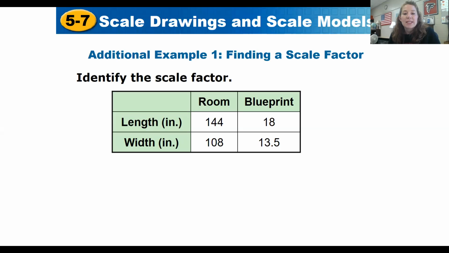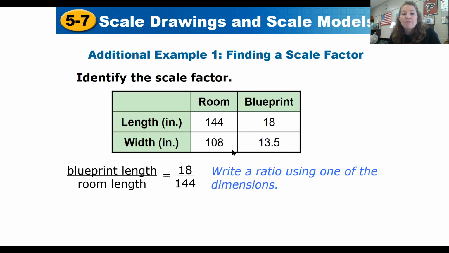You read through these. We can identify the scale factor by making a ratio. You could either say that the scale drawing is 14 to 144, or the opposite, 144 to 18, and then you could simplify it. If you did 13.5 over 108 and simplified it, your ratios should match. 1/8. All right.